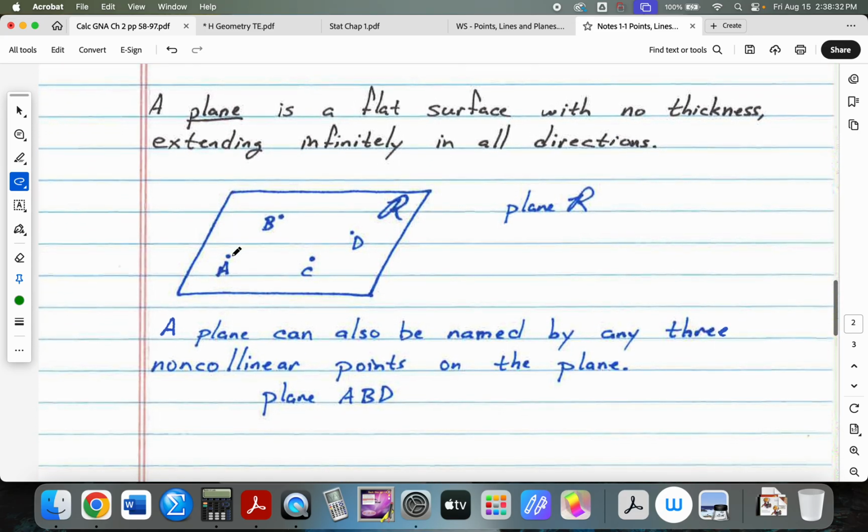Now, we talked a little bit about planes yesterday, but not very much. So let's fill in the details of that. A plane is a flat surface with no thickness, extending infinitely in all directions. So, the top of your desk is like a plane in that it's mostly flat. I know it's not perfectly flat, but it's mostly flat. And if we could make it really, really thin and make it extend infinitely in all directions, it would be more like a plane.